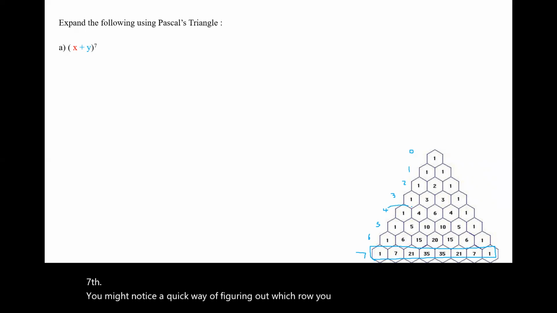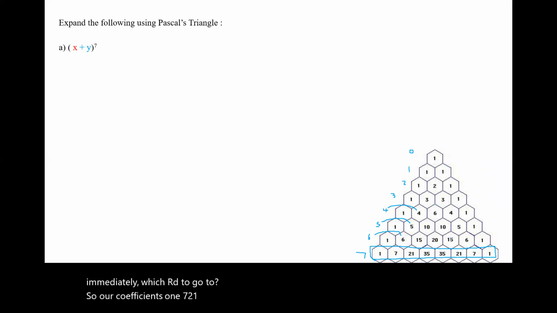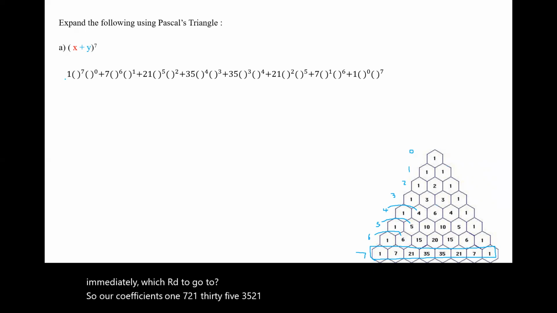You might notice a quick way of figuring out which row you want. Do you see a connection between the exponent and the second term in the triangle? So if you create the triangle, you know immediately which row to go to. So our coefficients 1, 7, 21, 35, 35, 21, 7, 1. Here are our coefficients.